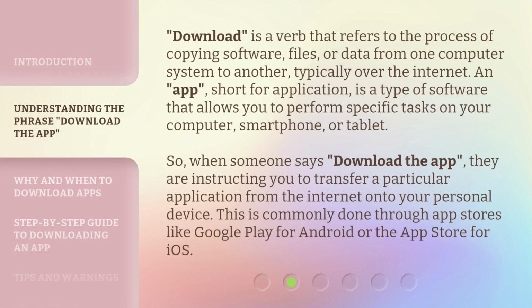Download is a verb that refers to the process of copying software, files, or data from one computer system to another, typically over the internet. An app, short for application, is a type of software that allows you to perform specific tasks on your computer, smartphone, or tablet. So, when someone says, download the app, they are instructing you to transfer a particular application from the internet onto your personal device. This is commonly done through app stores like Google Play for Android or the App Store for iOS.